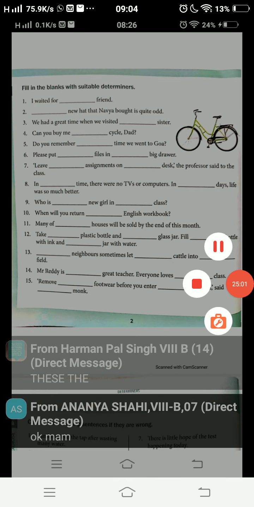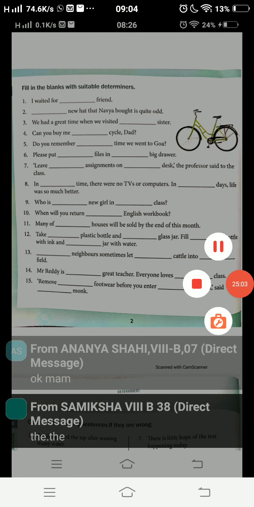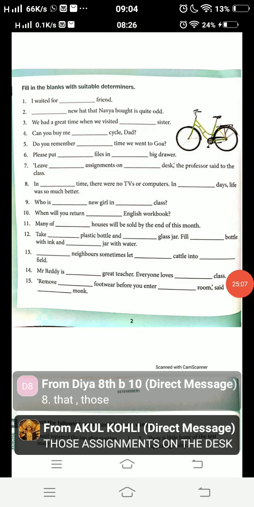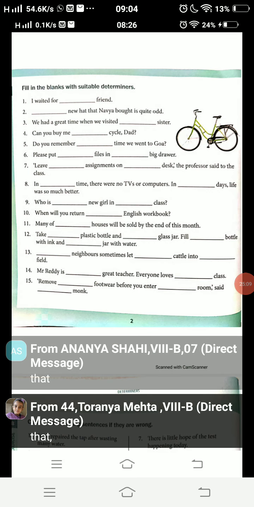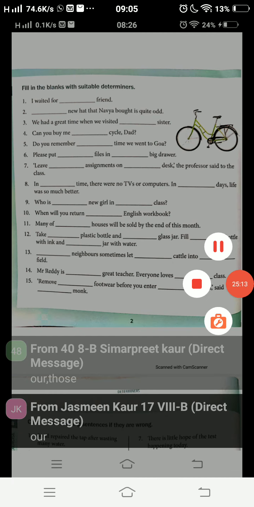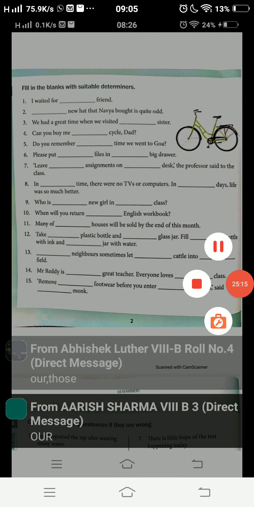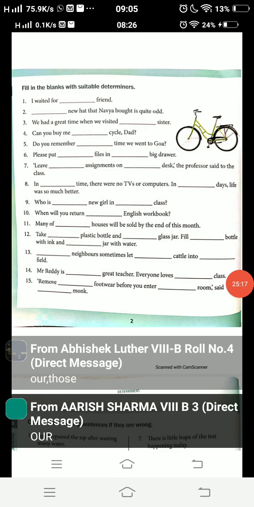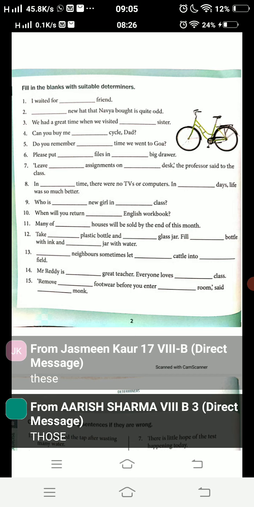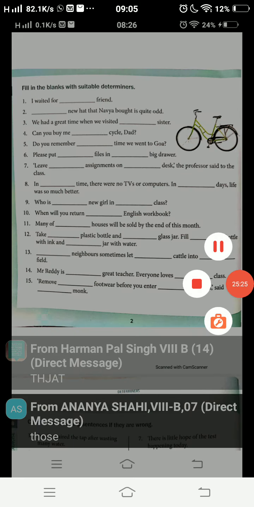Now eighth: in dash time, there were no TVs or computers. In our time, yes. In dash days, life was so much better. In those days, yes, very good. In those days, life was much better.